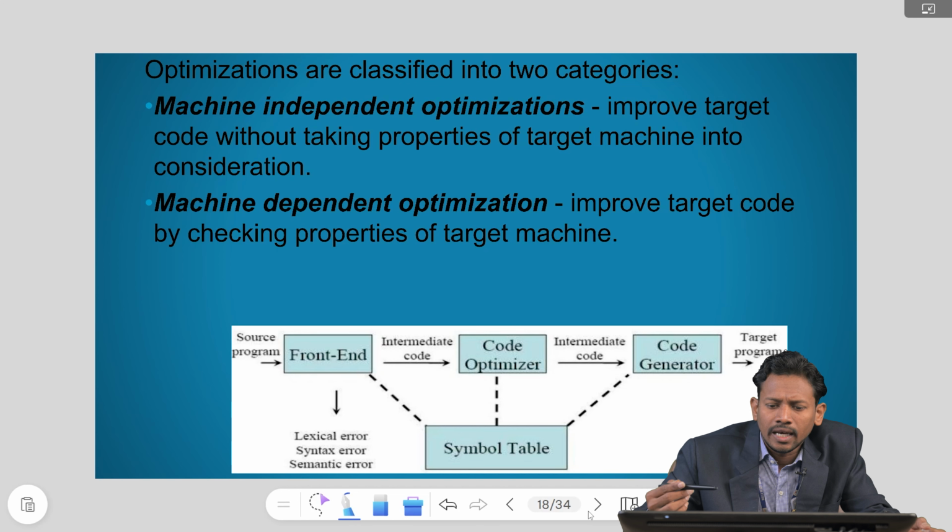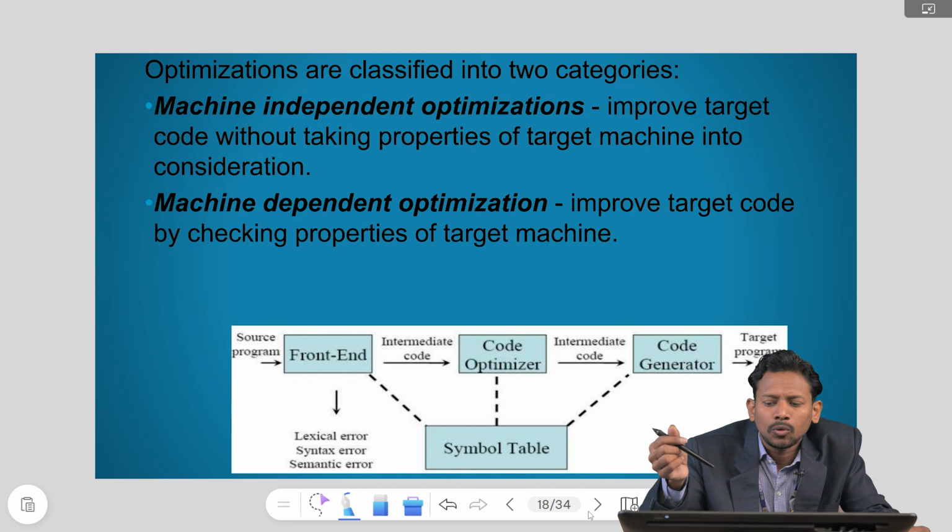Optimizations are classified into two categories: machine independent optimizations and machine dependent optimizations. Machine independent optimizations improve the target code without taking the properties of the target machine into consideration.